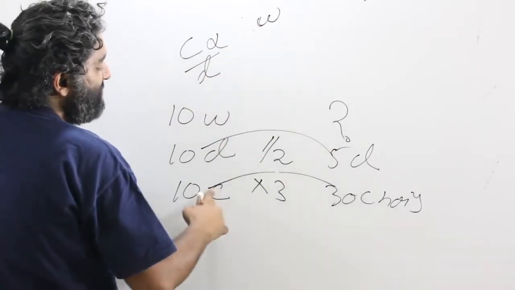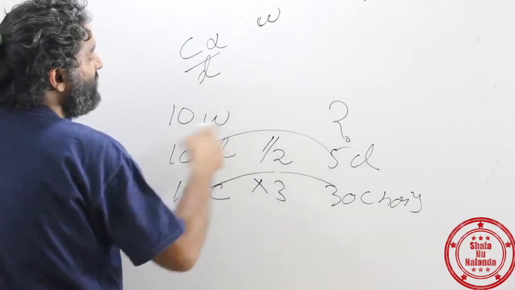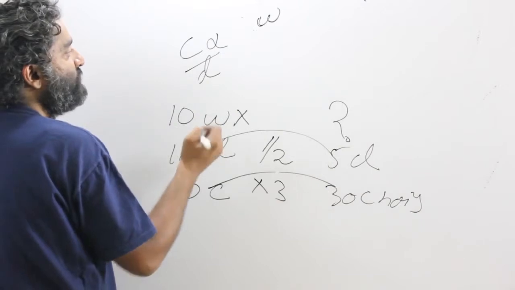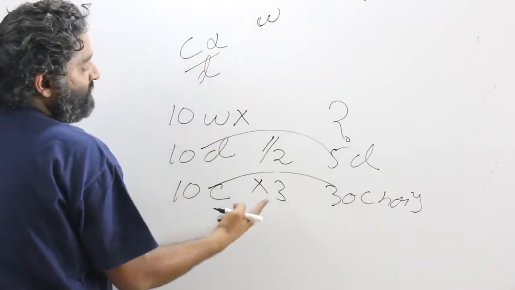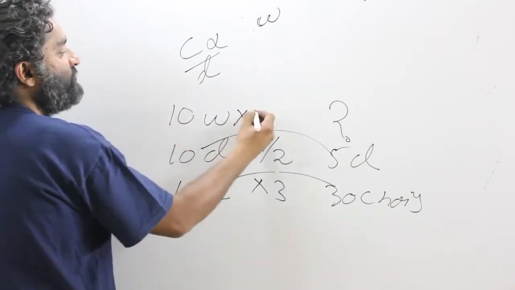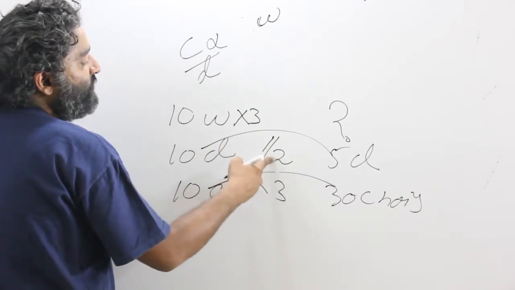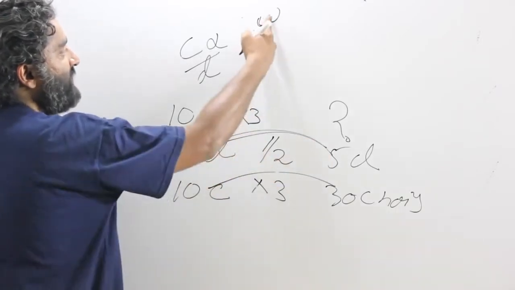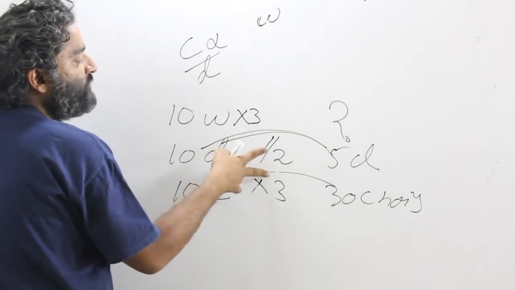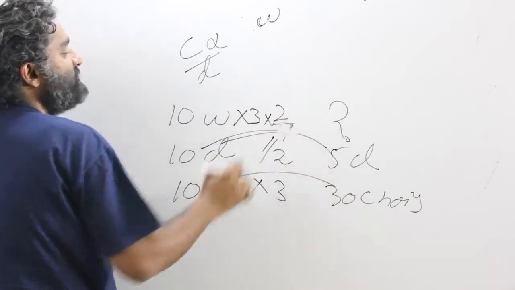So now I have the multiplying factor for chairs, and I have the multiplying factor for days. I want to figure out the value of workers. So I'll start with this 10 because this is the old value. I know the multiplying factor for chairs will also get multiplied to workers, so I know this will get multiplied by 3, right? The multiplying factor for days is 1 by 2, but I know that workers are inversely proportional to days. So this 1 by 2 should be flipped over, it will become 2 by 1 or just 2.